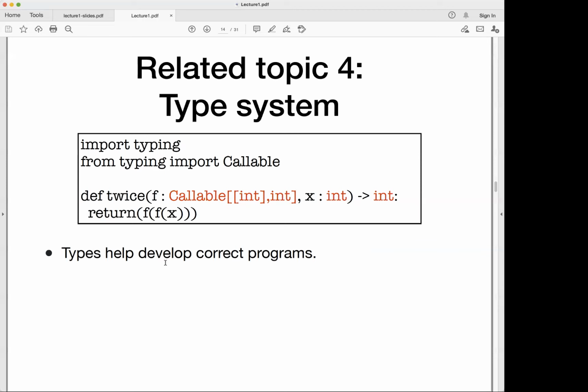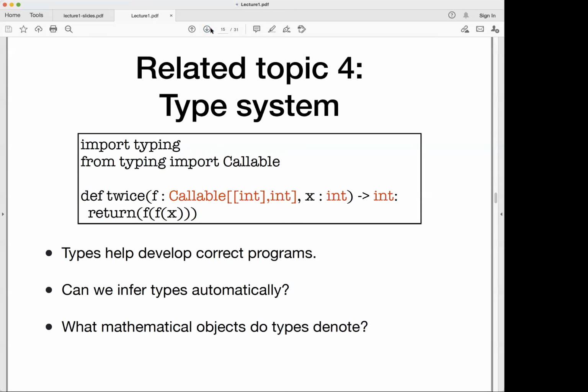It's really helpful because, if a programming language supports a very strong type system, just writing a program that type checks, that does not have type errors, often means that your program is very likely to be correct. So just making sure your program type checks amounts to ensuring the correctness of your program. So it makes it much easier to develop correct programs.